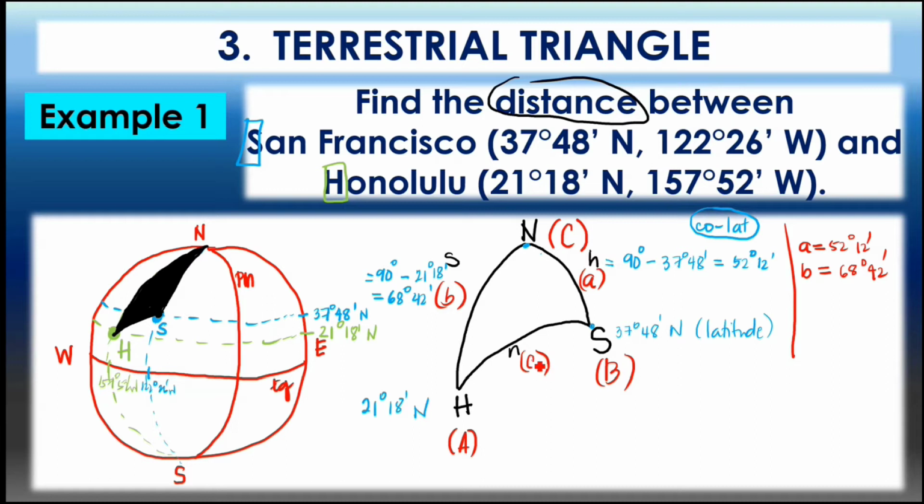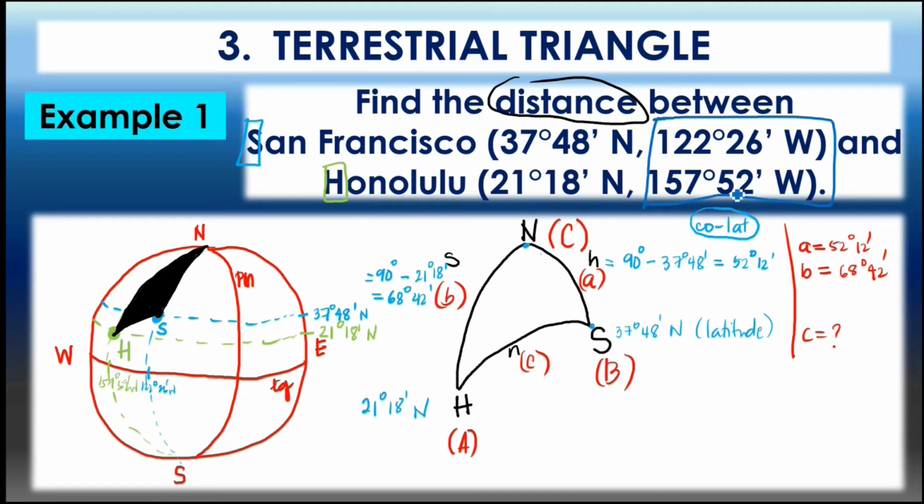The small c here is actually the unknown, because the small c, which is the small n, is the distance between San Francisco and Honolulu. And it is what is being asked in the problem. Okay, so what we can use for the other given is the longitude: the longitude of San Francisco and the longitude of Honolulu.